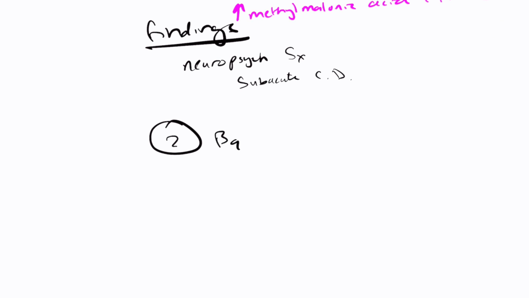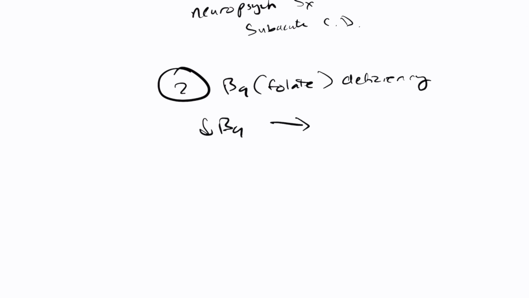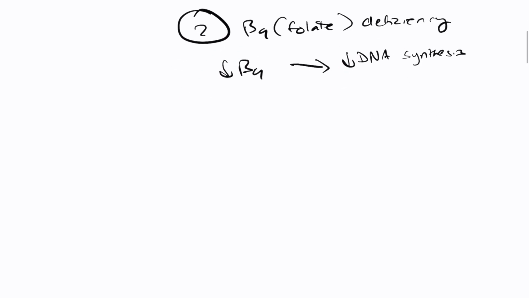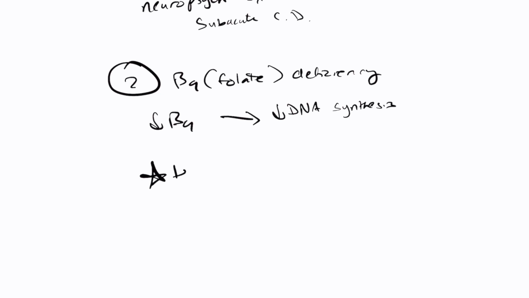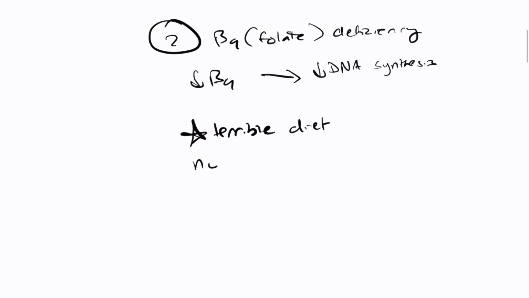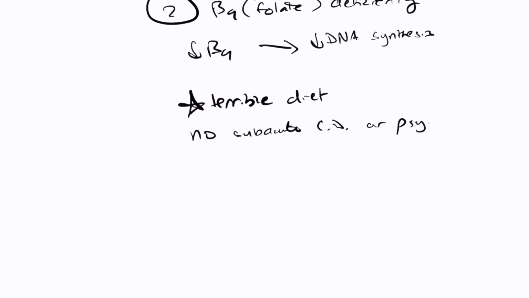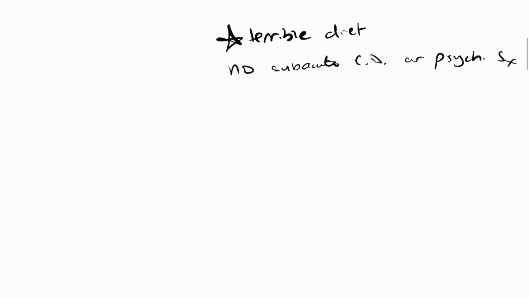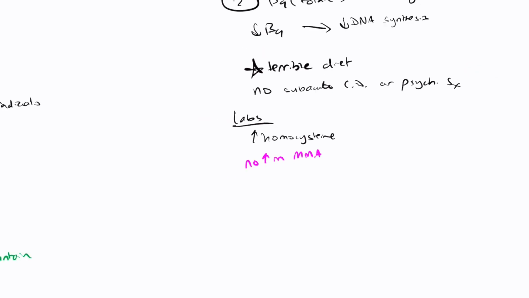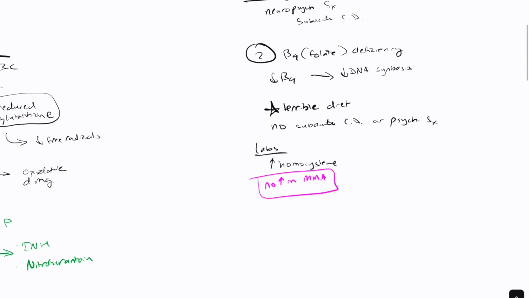All right, so B9 deficiency, or folate deficiency, sorry. Okay, so less B9, right? It decreases DNA synthesis. The main etiology is going to be a terrible diet. That's the only thing. All right, and there's not going to be any subacute combined degeneration or psychiatric syndromes. Okay, the labs that you have to pay attention to is that it has increased homocysteine levels, but there's no increase in methylmalonic acid. That is the biggest distinction between B9 and B12 deficiency.